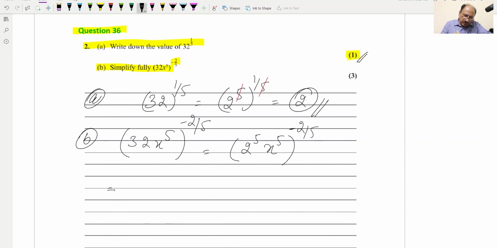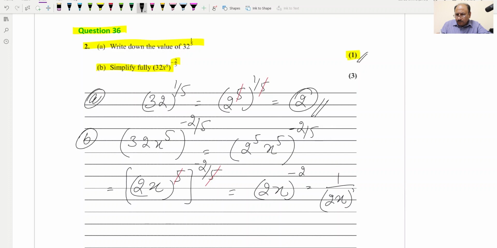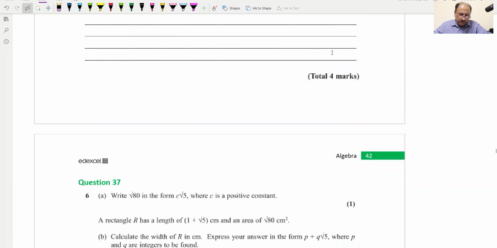And now we can write it as 2x whole raised to the power 5, and this raised to the minus 2 over 5. And 5 can be cancelled with this, and this will be equal to 2x raised to the power minus 2, which we can write as 1 over 2x squared, and this will result in 1 over 4x squared. This will be our final answer, which is for 3 marks, and we are done. Hopefully you will understand each and everything.